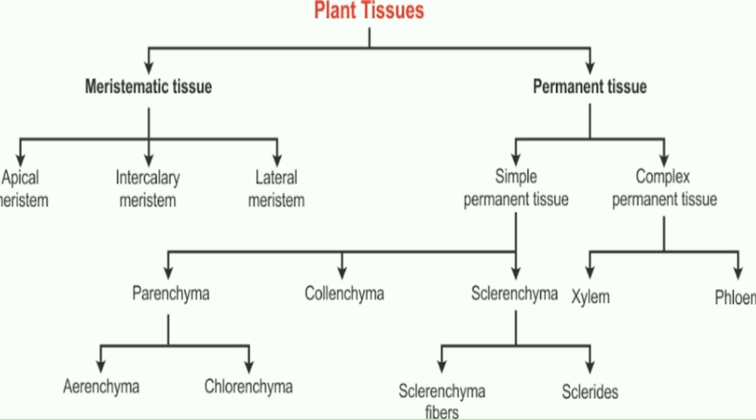Then complex tissue, the tissues which are made by more than one type of cell, are of two types, xylem and phloem. Xylem is composed of four types of cells. We know that they are vessels, tracheids, xylem parenchyma and xylem fibers. Similarly, phloem tissues are also composed of four types of cells: sieve tubes, companion cells, phloem parenchyma and phloem fibers. So in this way we have completed the whole plant tissue.